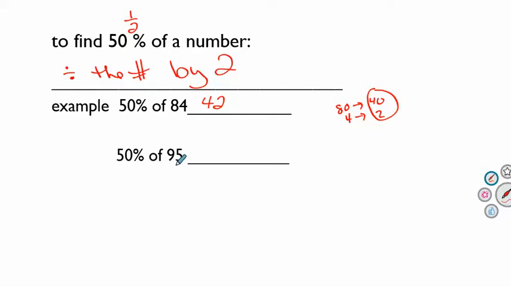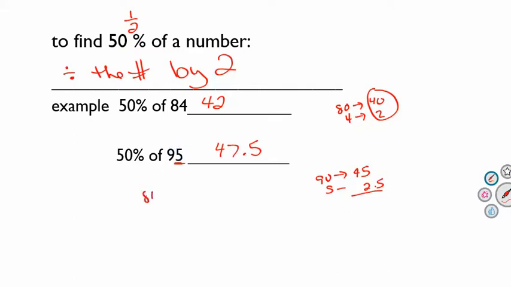This one, 95, is an odd number. If I have an odd number and I'm dividing by 2, that means I'm going to have a decimal for sure. So 95, I might break into 90 and 5. Half of 90 is 45. Half of 5 is 2.5. There's my decimal. So that would be 47.5.